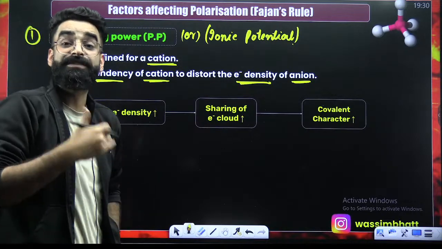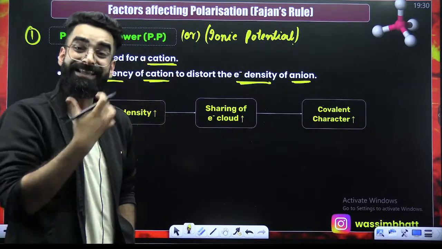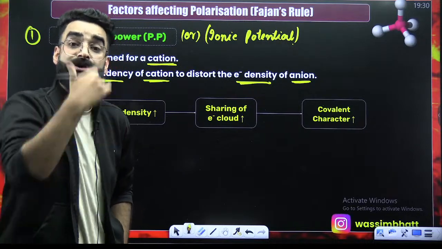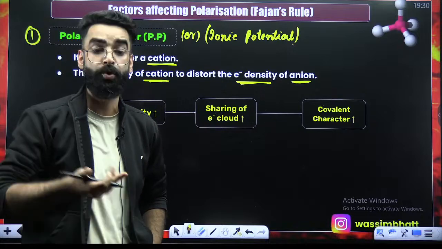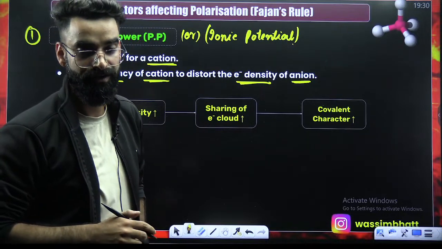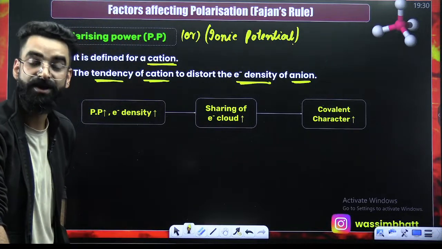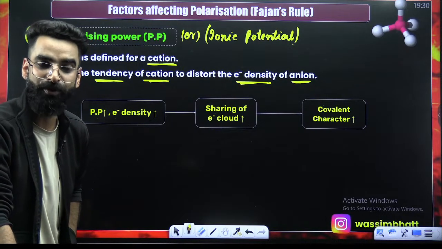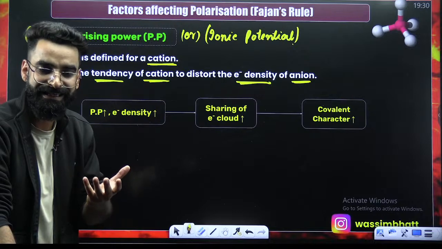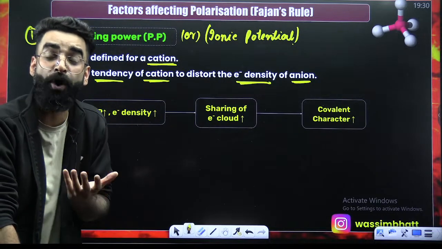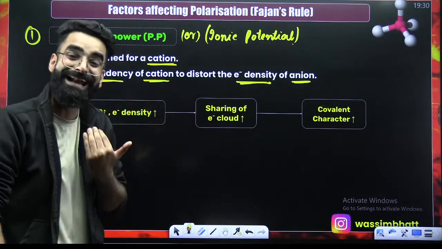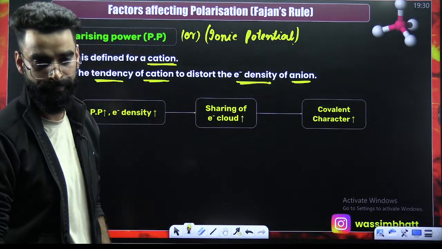The tendency of the cation to attract the electron density of anion towards itself. The tendency of the cation to distort the electron cloud of anion towards itself. What do we call that? We call that the polarizing power of cation. So what is polarizing power? It is basically the tendency of the cation to distort the electron cloud of anion, to attract the electron cloud of anion towards itself.